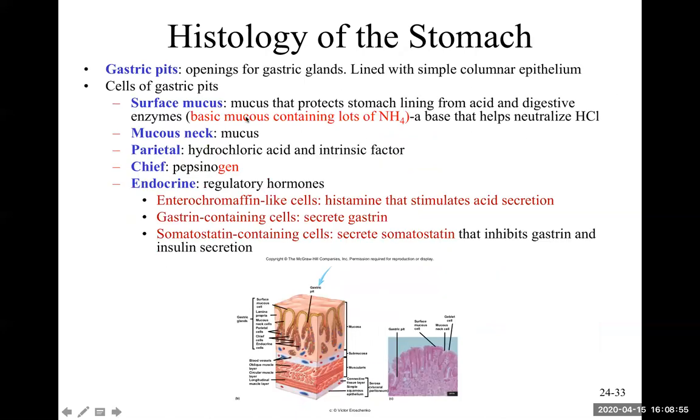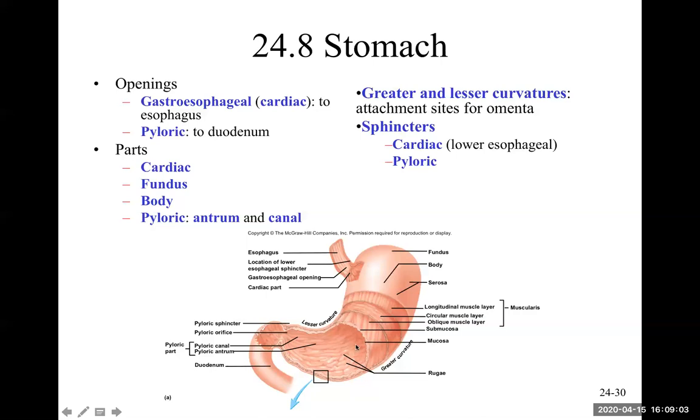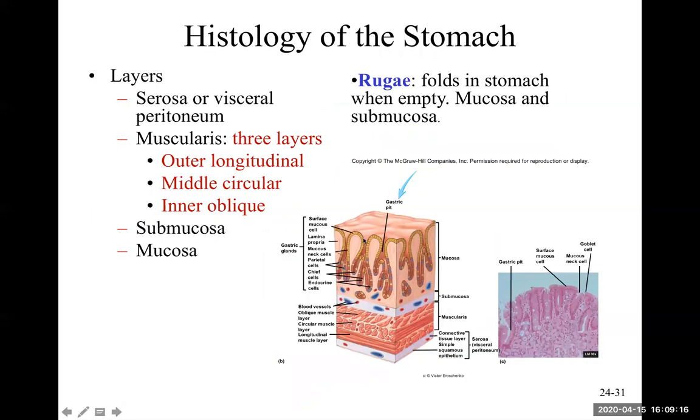Now, important things to know are what is found in these little openings. If we look in the rugae really close, if we take a microscope into the rugae, we see little openings, little holes that are found in the rugae. Those holes right here are called the gastric pits.